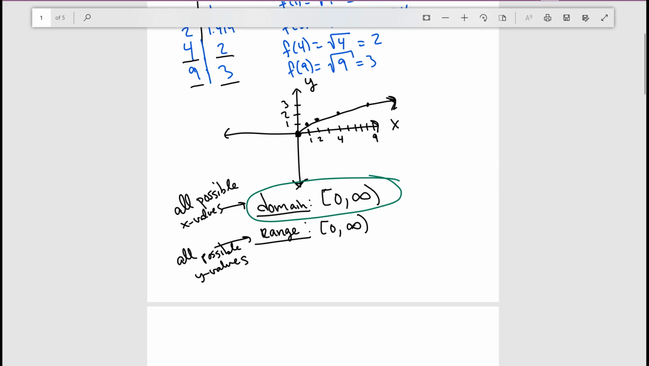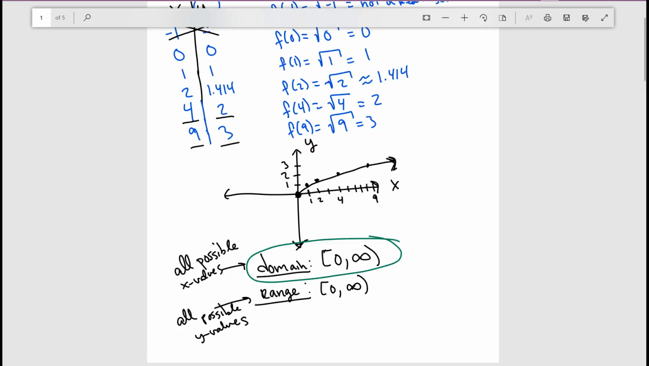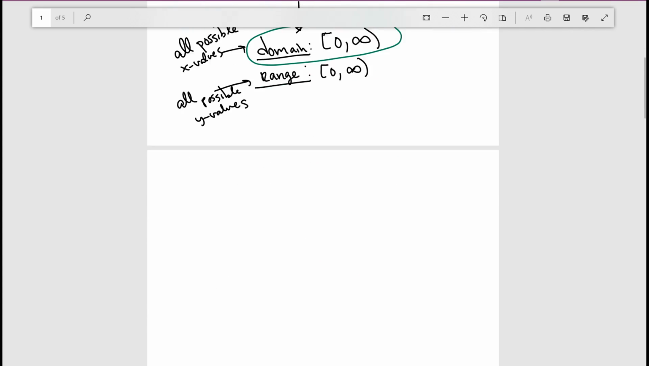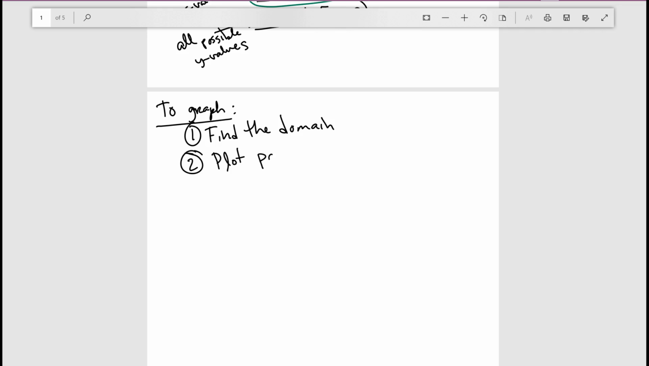So let's say I gave you another graph. How do I know what this graph is going to look like? Well, one thing that you can do is just plot points. Let me give you a quick overview on what you can do. To graph, one of the things that you first should look at is to find the domain. Find the domain, that way you know what points you should be plugging in. After you find the domain, plot points that are in the domain.